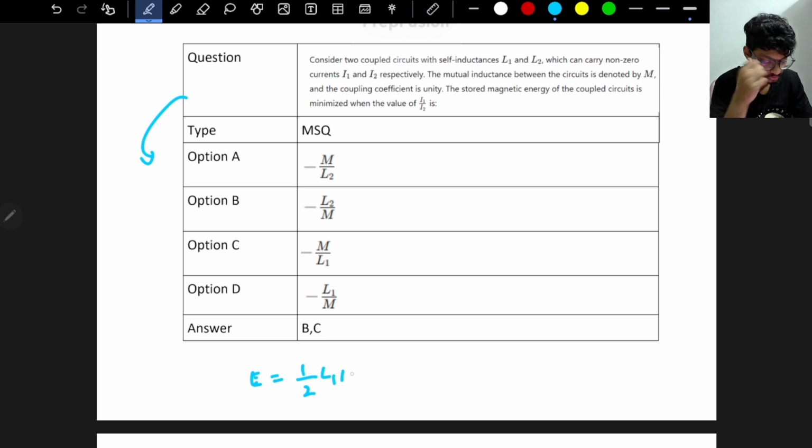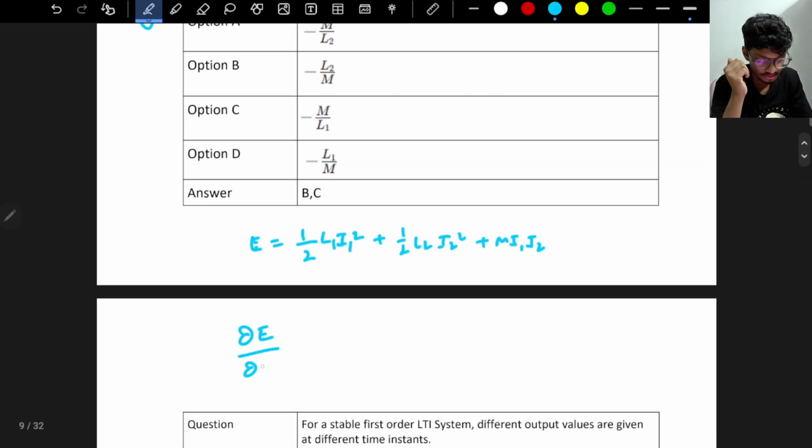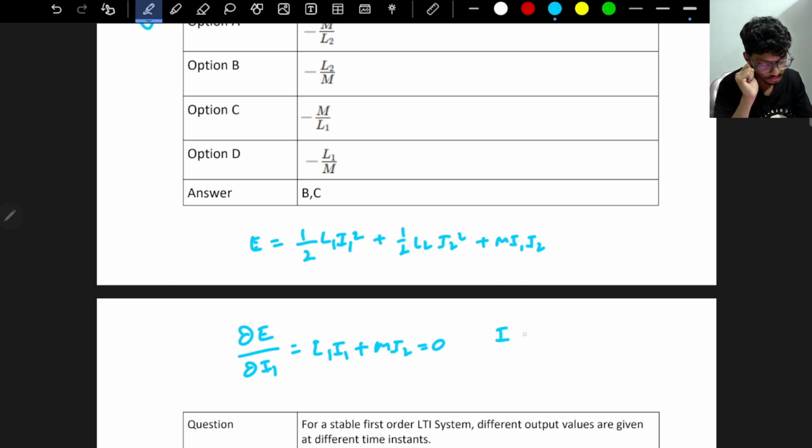This will be half L1 I1 whole square plus half L2 I2 whole square plus M I1 I2. This is the equation for energy stored. Now I have to minimize the energy. How do I minimize? I partially differentiate this with respect to I1. This will be L1 I1 plus M I2. Because to maximize or minimize anything I have to equate this with 0, if I equate this with 0, I1 by I2 will be minus M by L1.